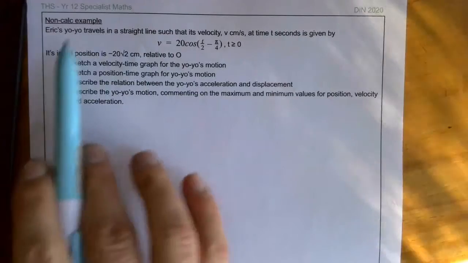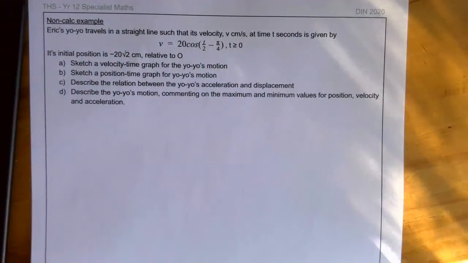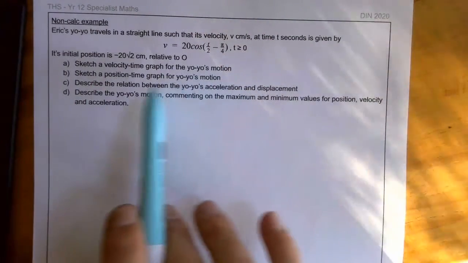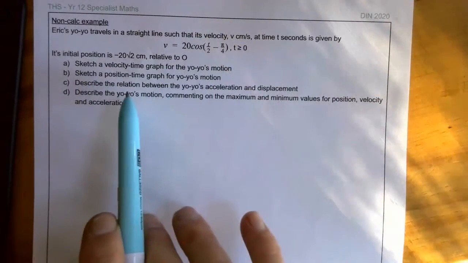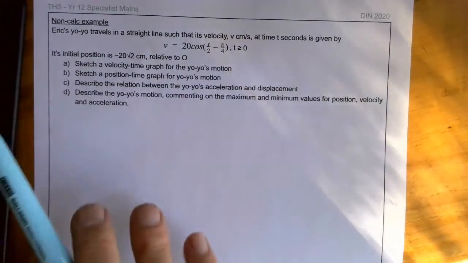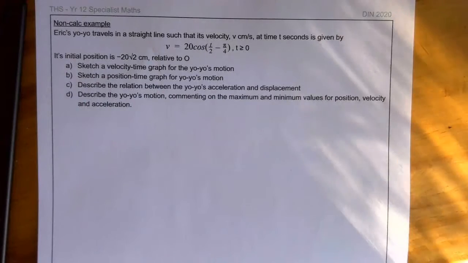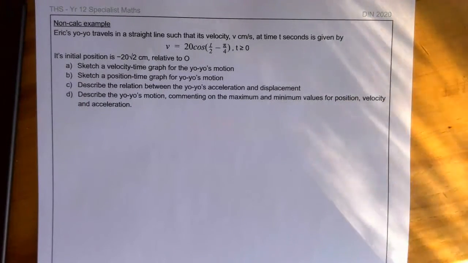So here it is, Eric's yo-yo. We've got an expression for velocity this time. We want a velocity-time graph, then a position-time graph, and then a description of that motion. So take a moment, pause the video, try this question, and then start it again to go through it.